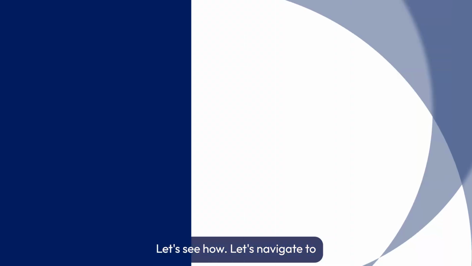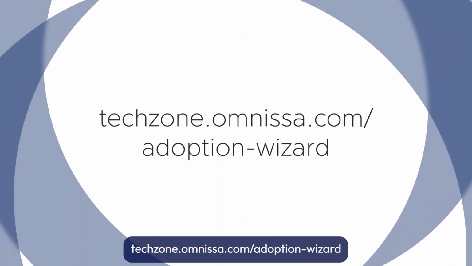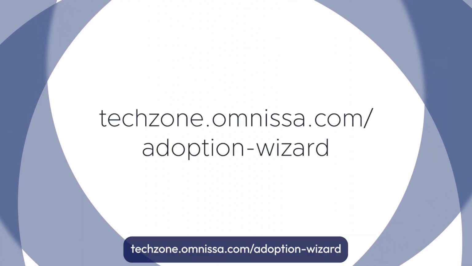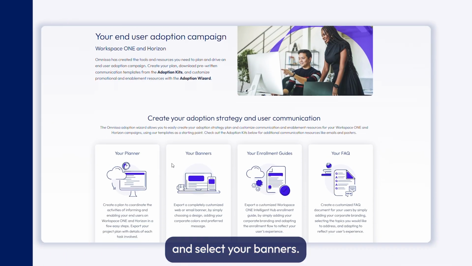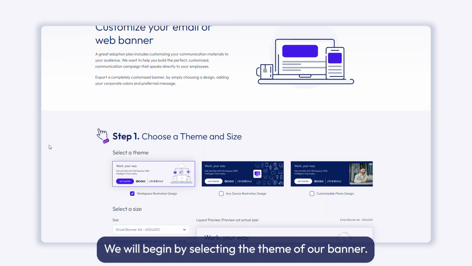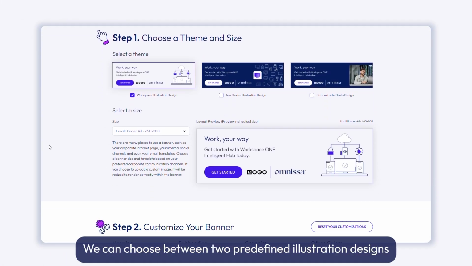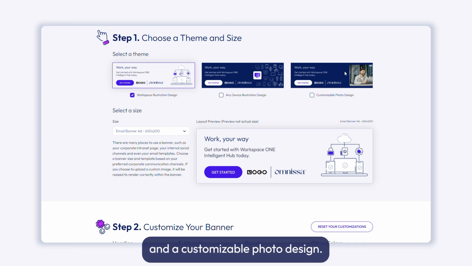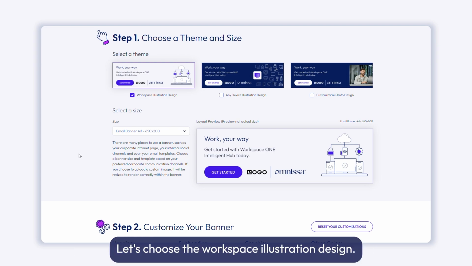Let's see how. Let's navigate to techzone.omnissa.com/adoption-wizard and select your banners. We will begin by selecting the theme of our banner. We can choose between 2 predefined illustration designs and a customizable photo design. Let's choose the Workspace illustration design.